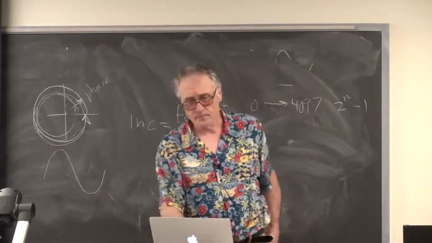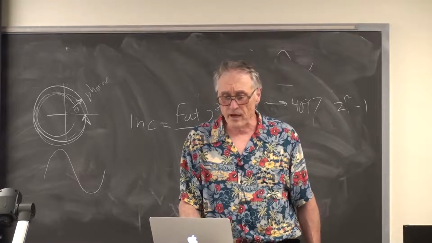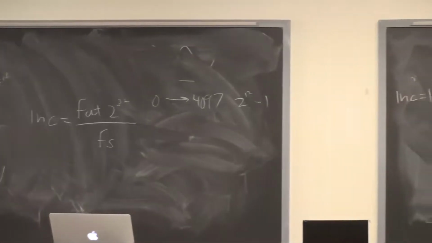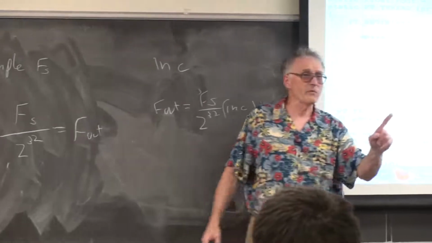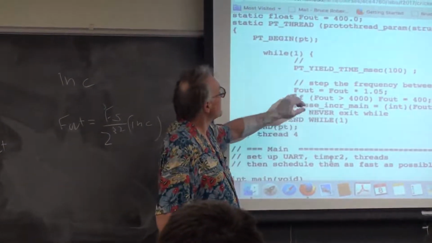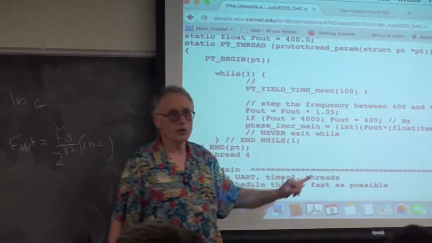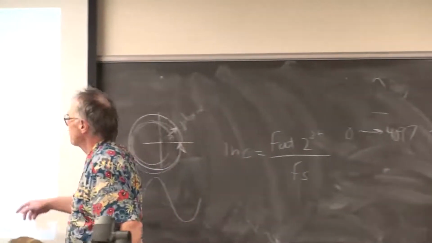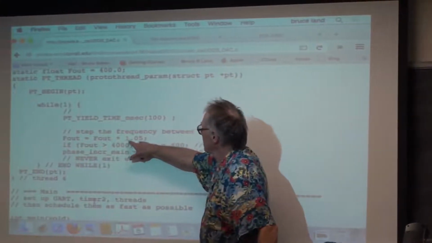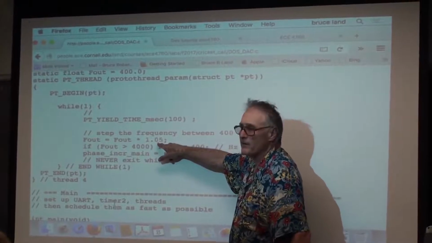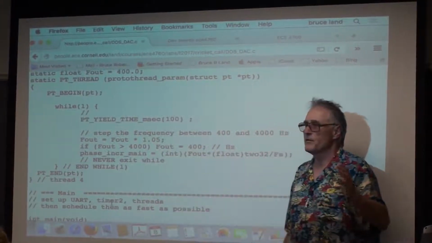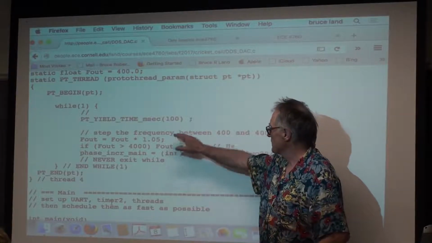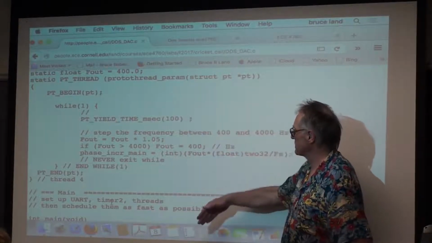So if we look at the code, we'll see that down here in the thread, there's only one thread in this example. Every 100 milliseconds, I'm choosing a new sine wave F out in such a way that it scans from 400 to 4,000 hertz. It does that on a logarithmic or exponential scale. Every time through this thread, it's incrementing the frequency out by a factor of 1.05. So you get this kind of uniform frequency sweep from 400 hertz to 4 kilohertz as an example. When it gets to 4 kilohertz, I do a reset and it starts over again.